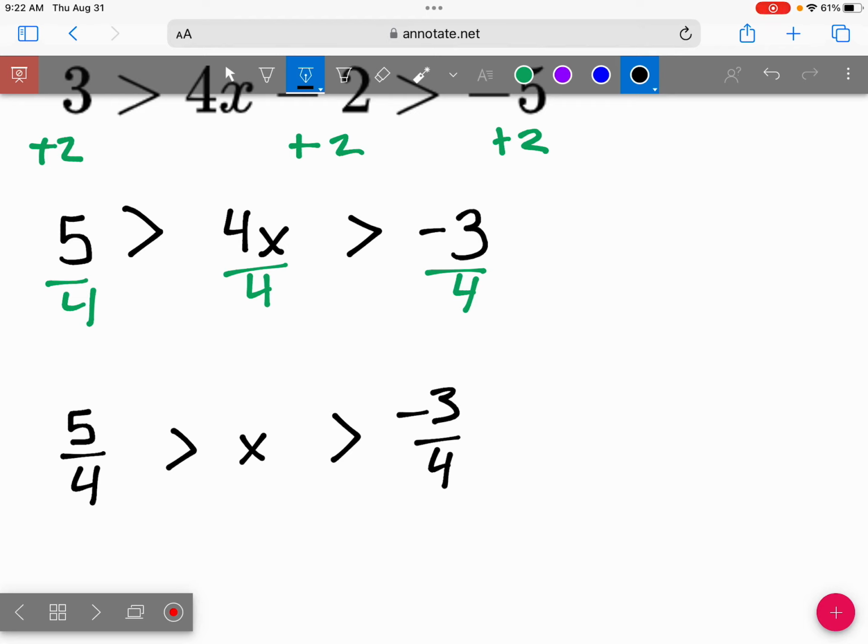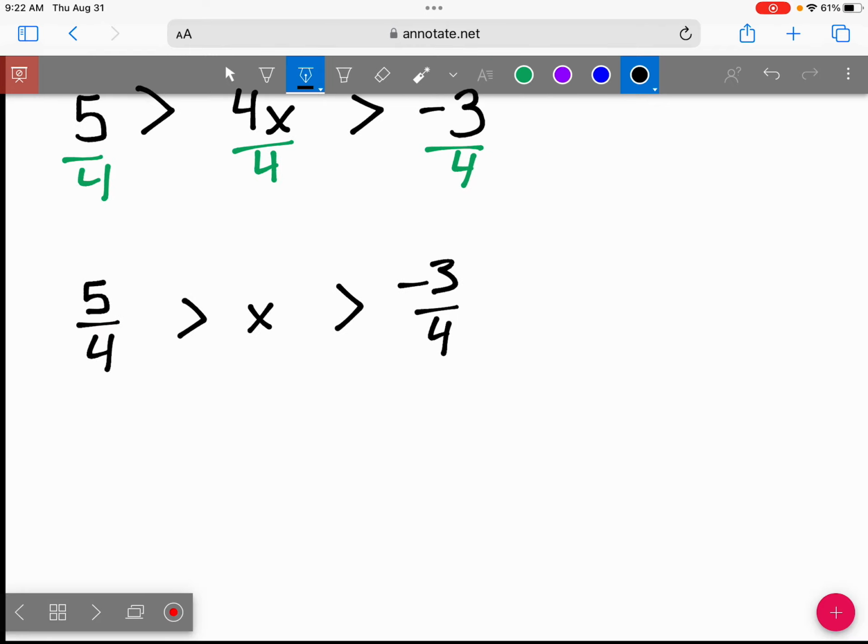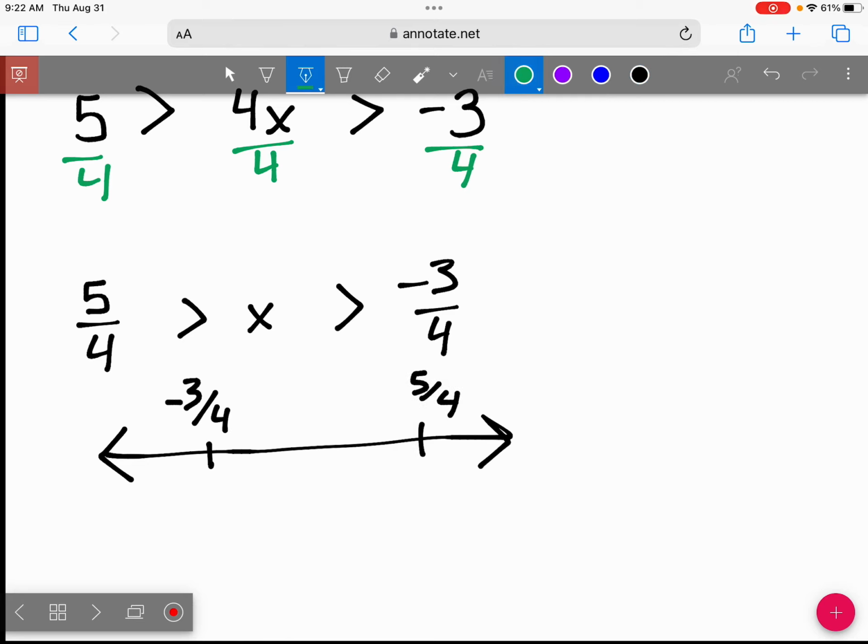Do we see it? Okay. So if we were to put this on the number line, what's our smaller value? The -3/4. And our bigger one is the 5/4. We have open circles on each one, and we're coloring between. X is between 5/4 and -3/4.